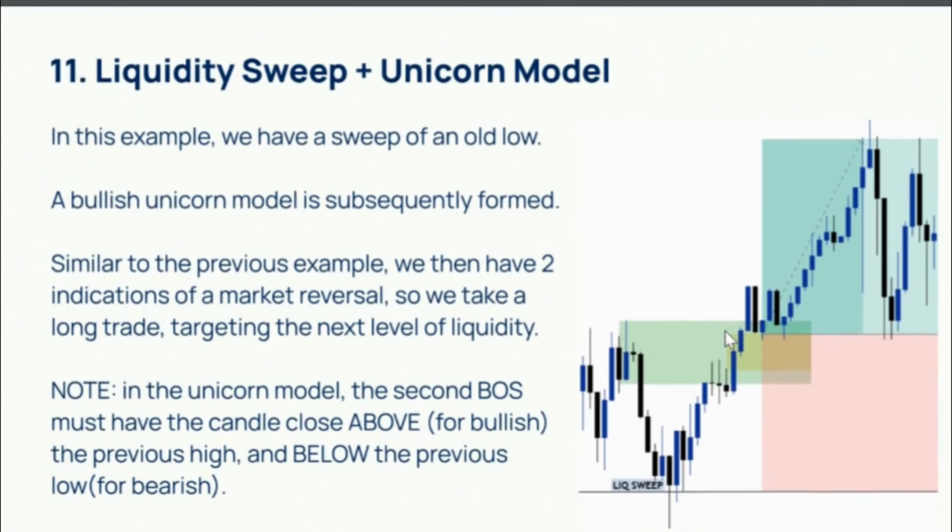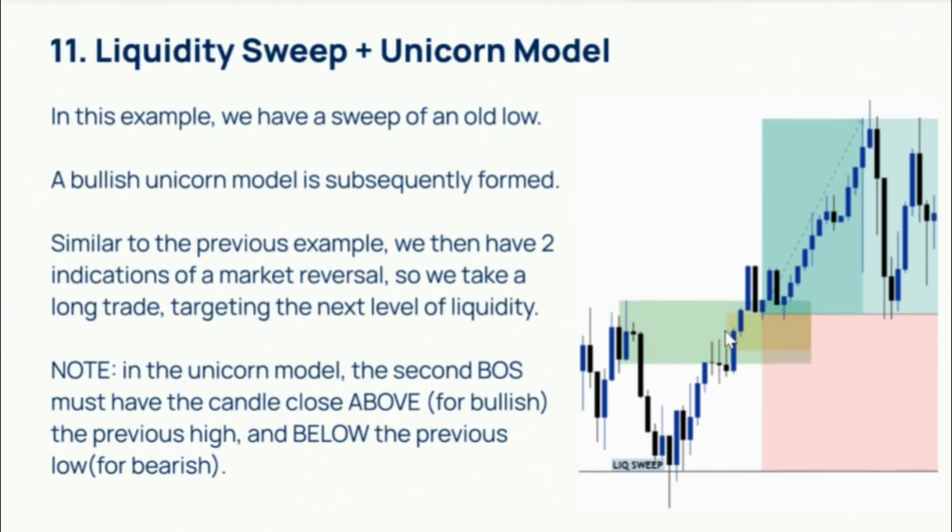Next example, what we'll have is a liquidity sweep plus a unicorn model. The unicorn model is what I basically enter most of my trades off because it works so often. What we'll have is a liquidity sweep. So there's an old low that I've drawn across the bottom, and price has wicked down and collected that liquidity and used it to fuel its bullish push.